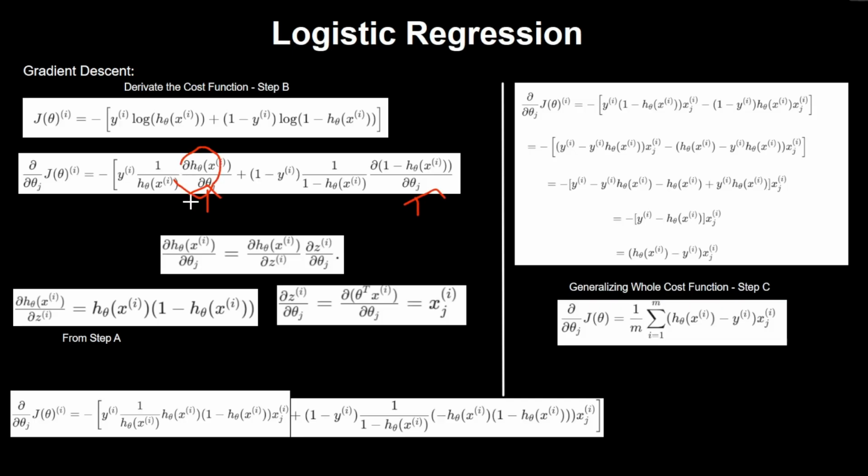This one can be represented like this with the chain rule. We can partially differentiate h with respect to z, and we can partially differentiate z with respect to theta j, and multiply them both with the help of the chain rule. So this notation makes our calculation pretty simple. Why? Because this term is very familiar to us, this is what we derived in step A, which is the derivative of the sigmoid function, the function itself multiplied by 1 minus the same function. So we can just directly substitute this here.